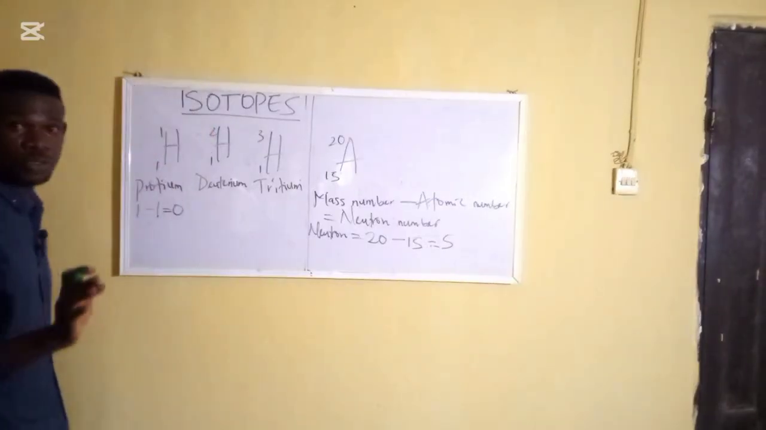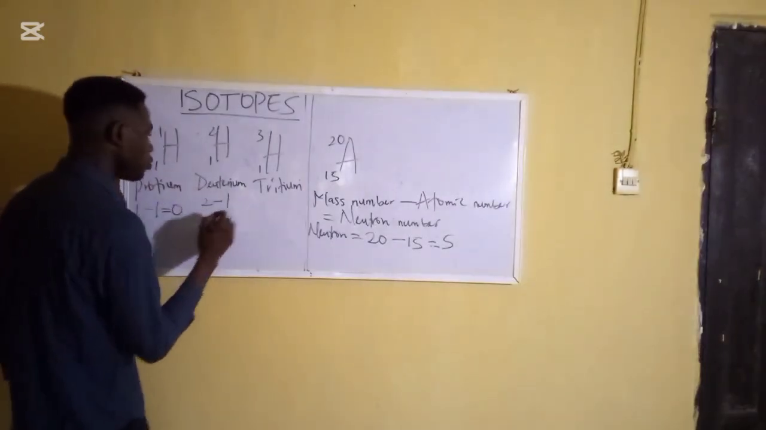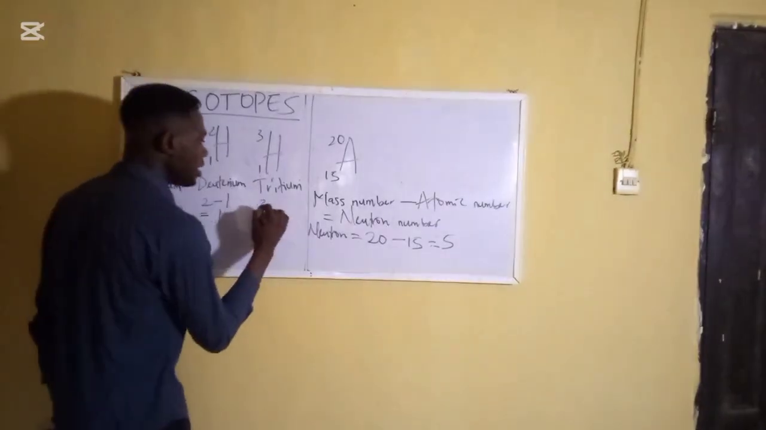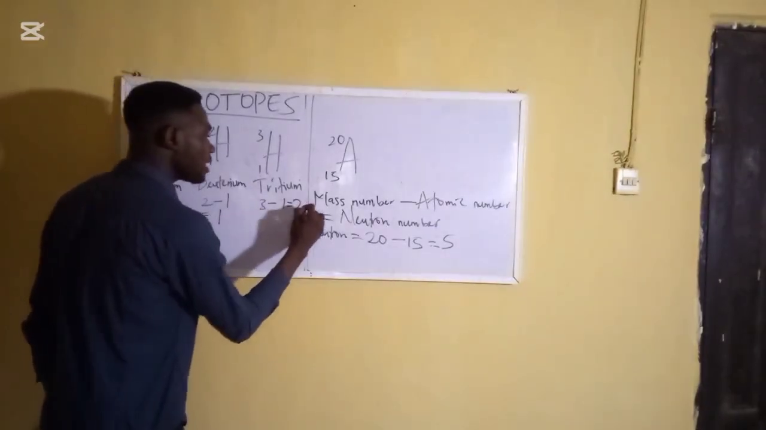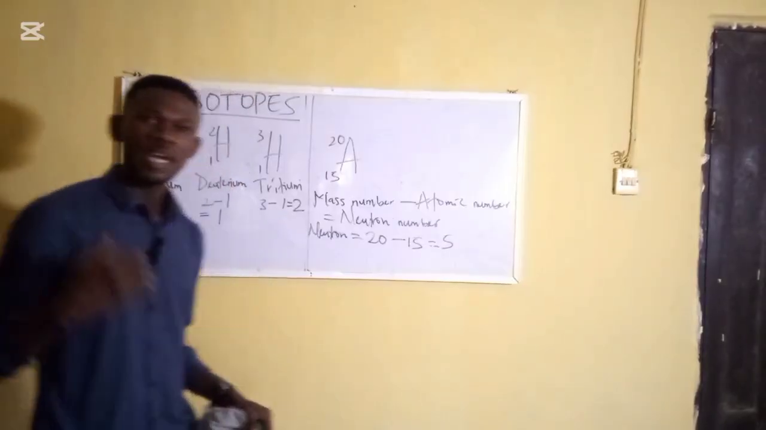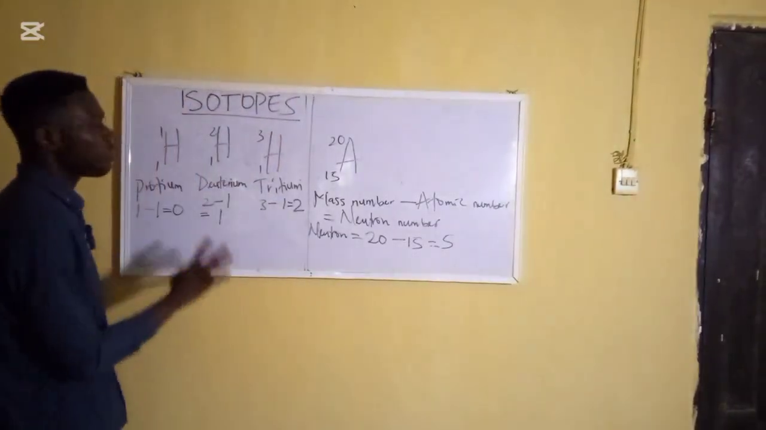But what about deuterium? Deuterium, you're having 2 minus 1. Deuterium actually has 1 neutron. And what about tritium? 3 minus 1. It has 2 neutrons. So this is one thing about isotopes. They differ by the number of neutrons. Now we have established this.